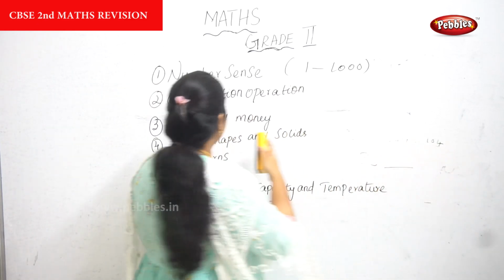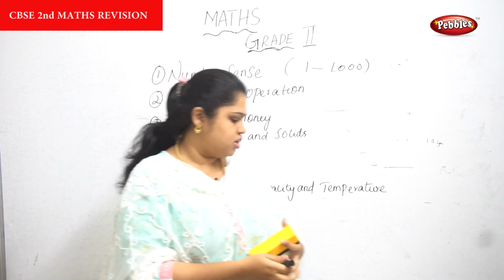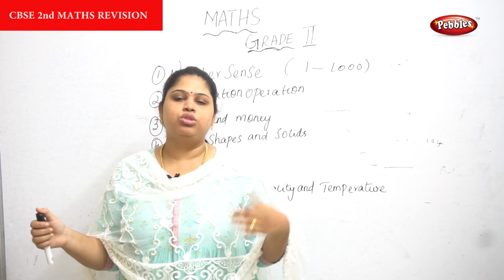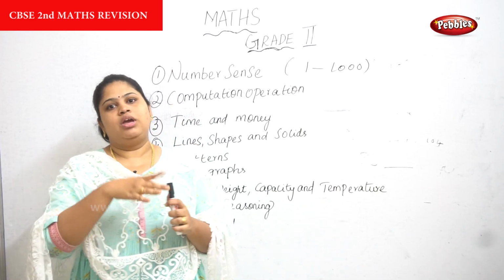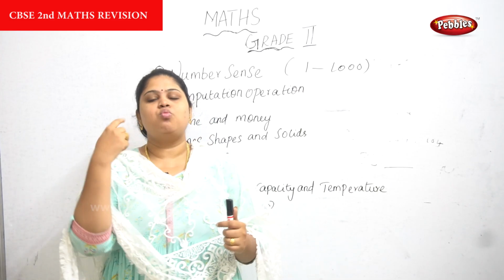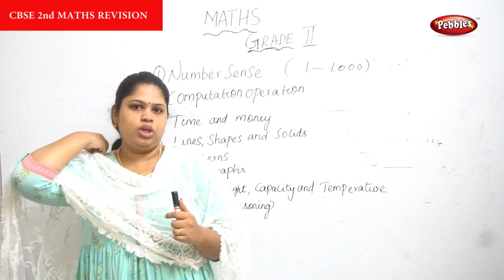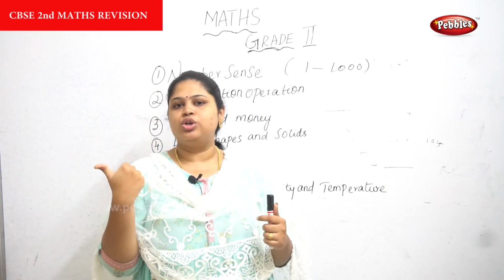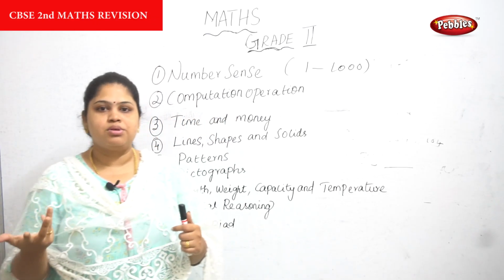Okay, so next we have seen about the computation operation. In number sense, we are very thorough with the numbers from 1 to 1000. We have seen the greater and smallest, and ascending and descending between numbers, isn't it? And also we have seen reverse numbers from 1000 to 1. So we are well versed with the numbers.